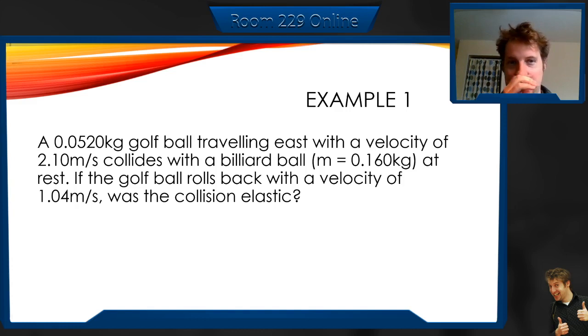Okay, so let's do an example here. Let's say I have a golf ball. That's 52 grams, and it's traveling east with a velocity of 2.1 meters a second. It collides with a billiard ball of 160 grams. The golf ball rolls backwards with a velocity of 1.4 meters a second.